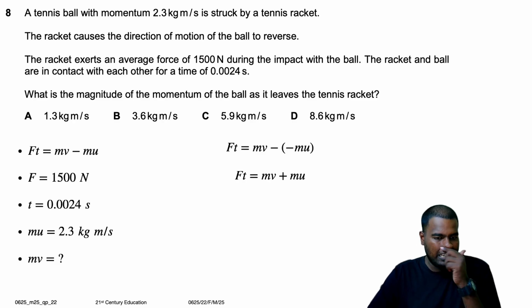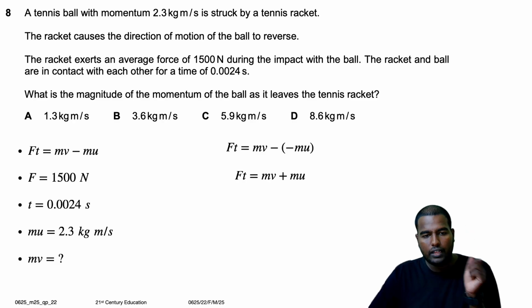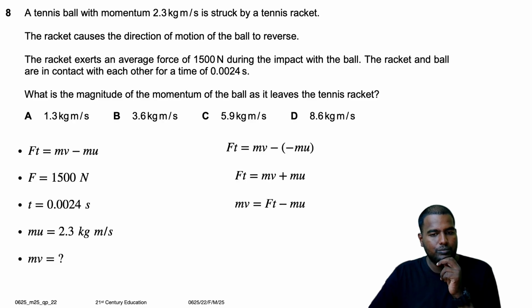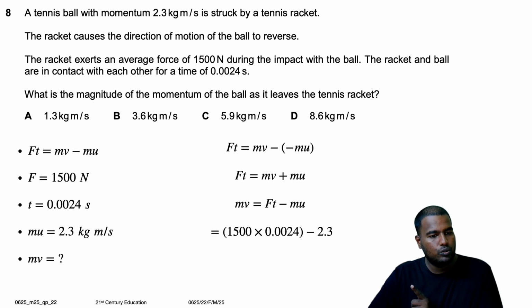Now we just have to find the mv. So we'll take the mu to the other side, Ft minus mu. So F is 1500 multiplied by t 0.024, minus mu, which is 2.3. So we'll get 1.3 kilogram meter per second. That's the right answer.